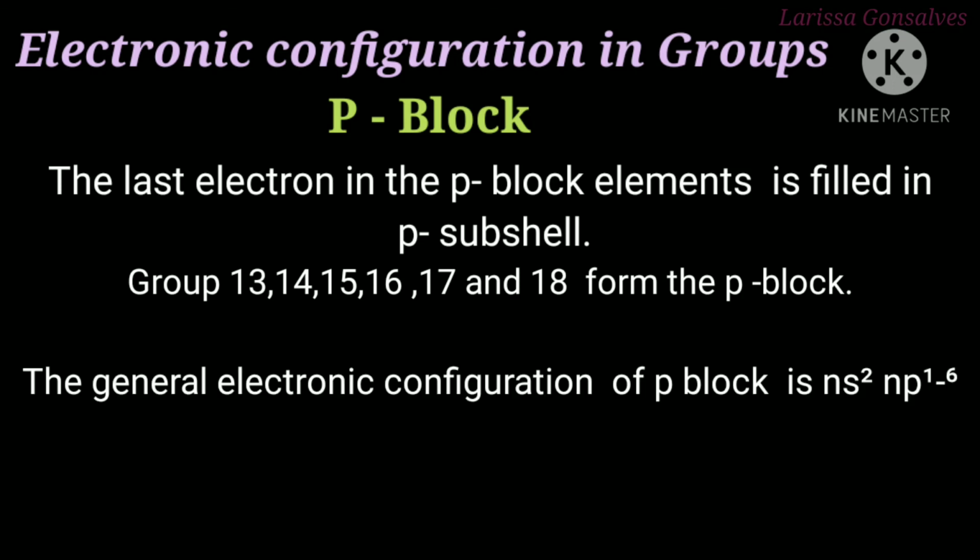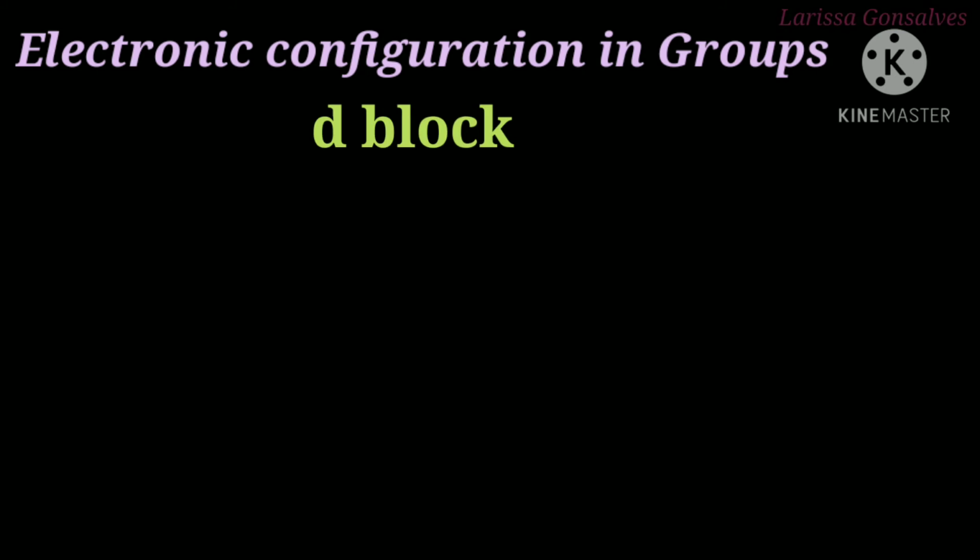The general electronic configuration of the p block is ns2 np1 to 6. So s is going to be completely filled with 2 electrons and p will have electrons ranging from 1 to 6. Next is the d block.